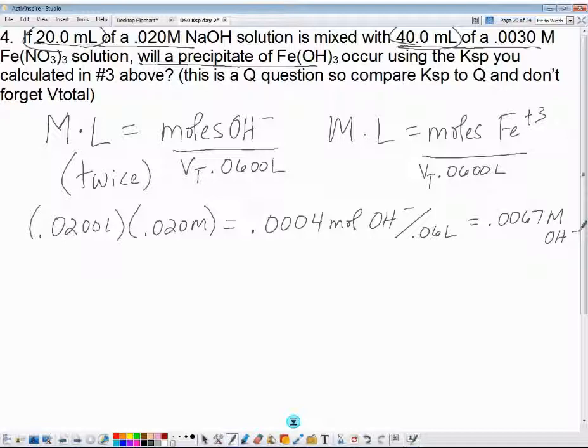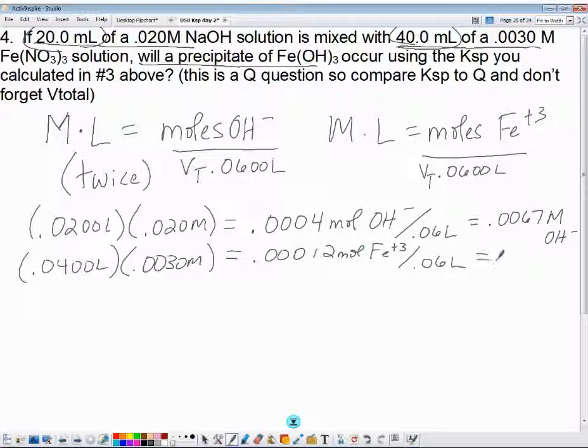But then I said we had to do that twice. We had to do it once for hydroxide, now we have to do it for iron. So I do it with the iron and I say 0.04 liters times 0.003 molar. And that gives me a value of 0.00012 moles of iron 3. And if I divide that by 0.06 liters, that gives me 0.002. And that is of iron.